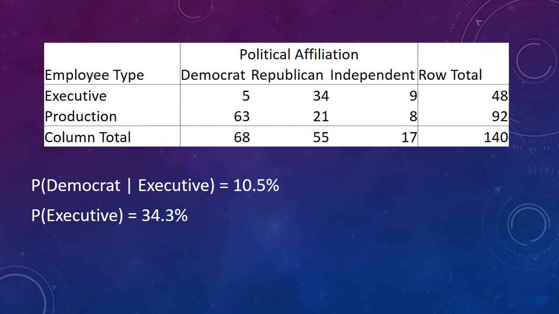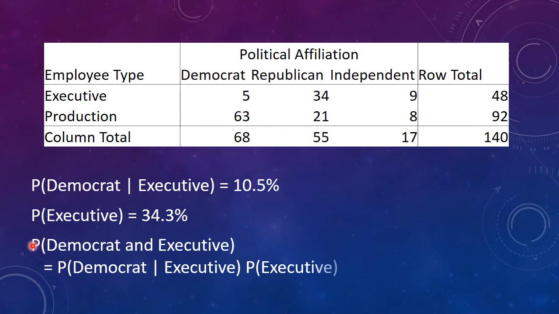If we know that the probability of being a Democrat given that you're an executive is 10.5%, and the probability that you're an executive is 34.3%, then we can find the probability that you are a Democrat and an executive by taking the conditional probability that you're a Democrat given that you're an executive and multiplying by the probability that you're an executive. So we take the 10.5% and multiply it by 34.3%, and that gives us 3.6%, which is the same as if we took the number of employees who were executives and Democrats, 5, and divided by the total number of employees, 140.